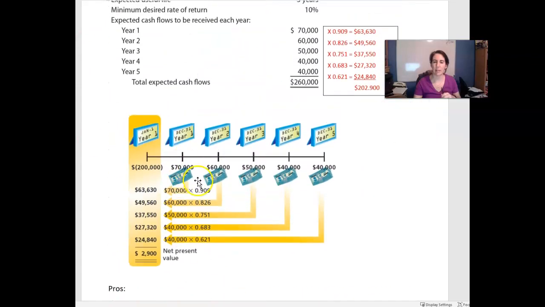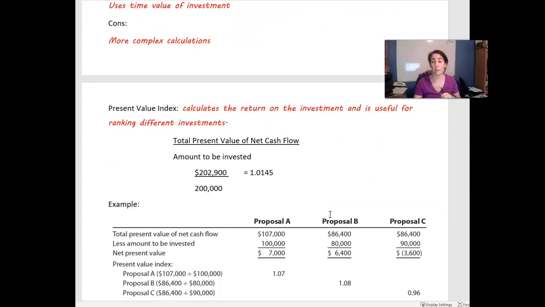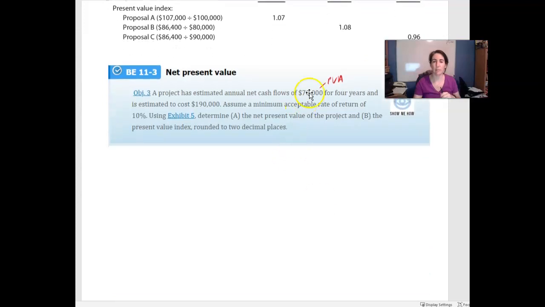This one I had to walk back every single year to the current amount because of the different dollar amounts, the different cash flows. This one's telling me $70,000 a year. Fantastic. It means I get to use the present value of the annuity tables. Okay, so if I go over, my interest rate is 10%, and we're looking at 4 years.